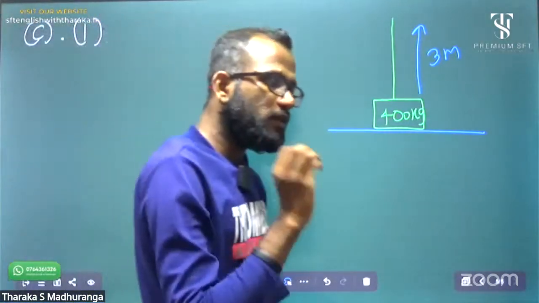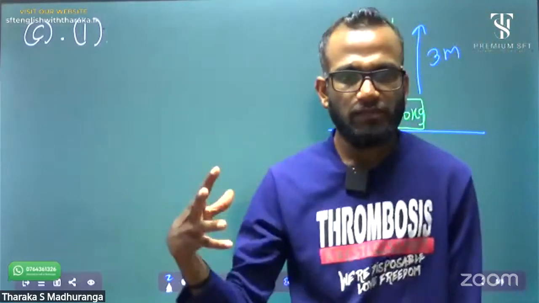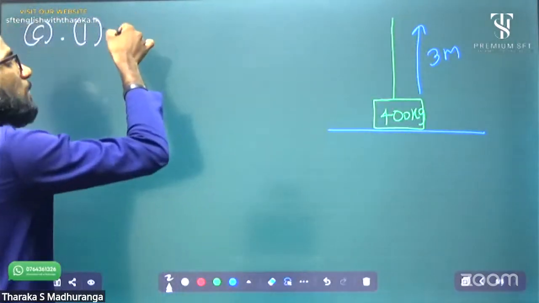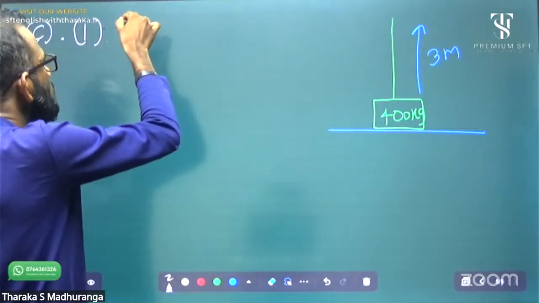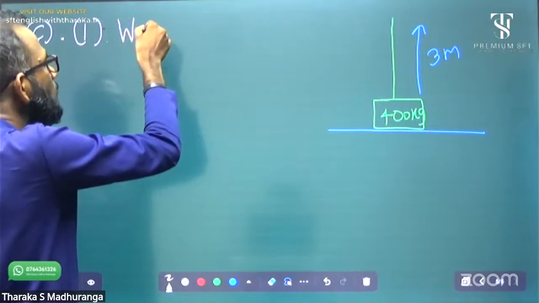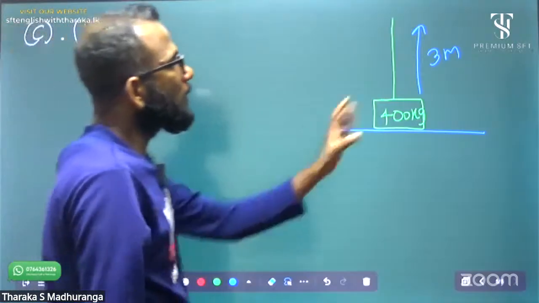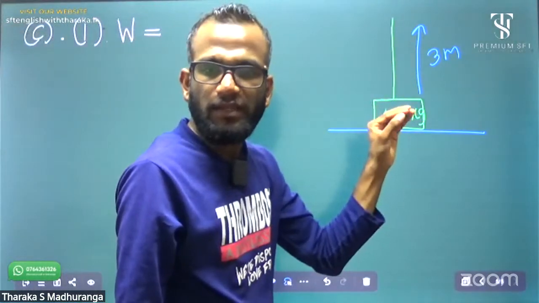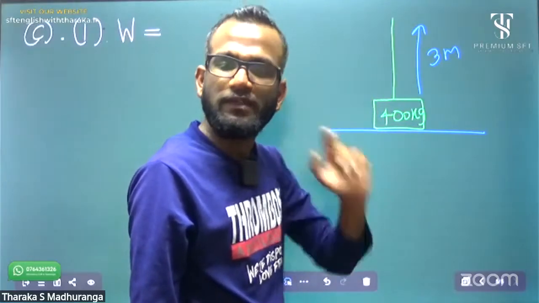I told you, if you can't directly find work from force or displacement, you can use the mechanical energy difference. This is a very important point. The work done by the object is equal to the total mechanical energy difference. What's the meaning of total mechanical energy? Potential energy plus kinetic energy.